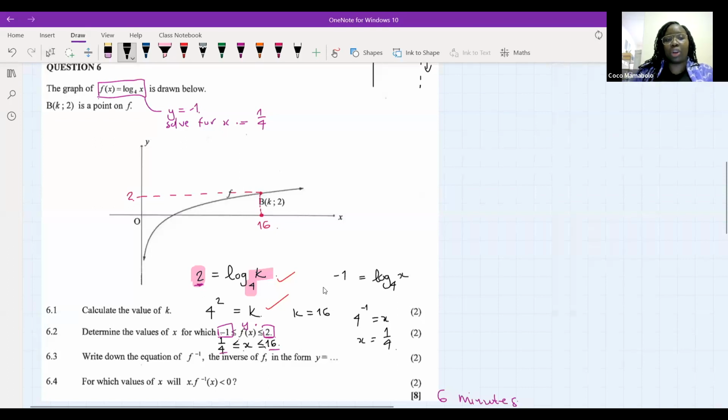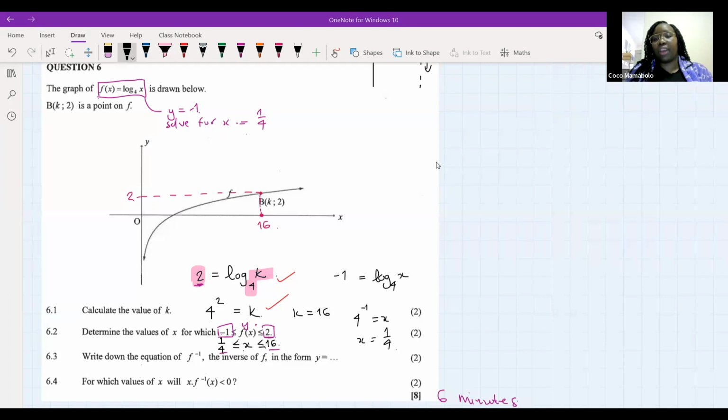All right. Let's talk about the inverse quickly. Okay. It says right here. Excellent. Thank you, Mamello. It says here, write down the equation of f to the -1, I know we shouldn't say f to the -1, but it's such a habit, the inverse of f in the form of y is equal to something. So we're going to take our log function up top there.